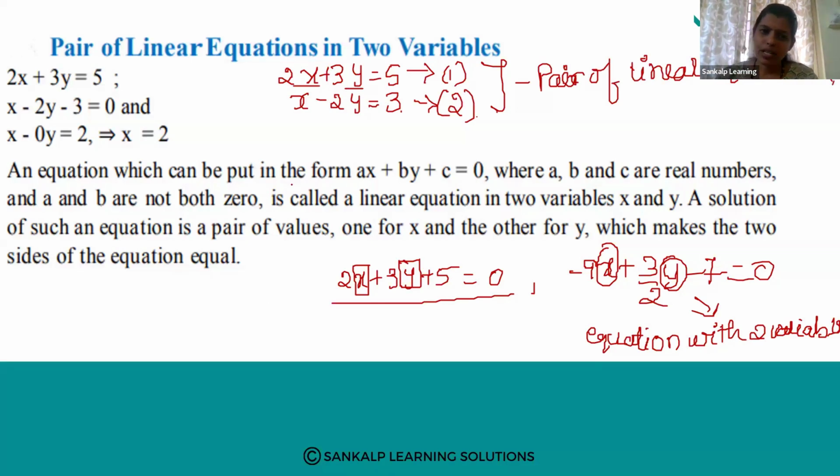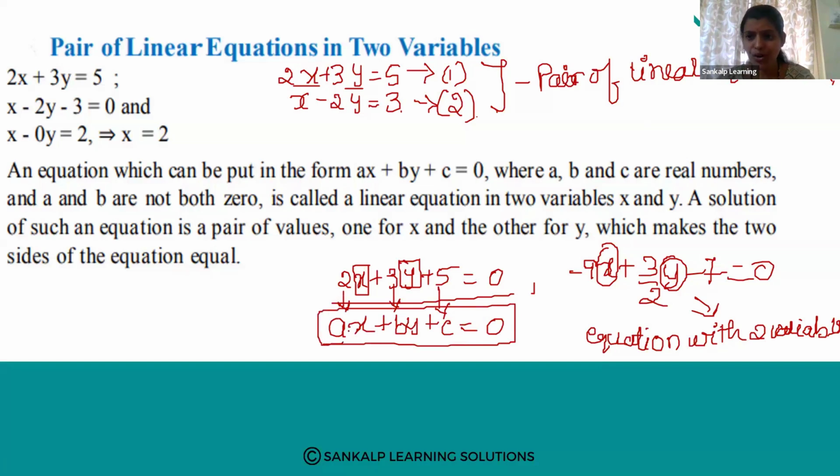Next, an equation which can be put in the form ax plus by plus c equal to 0. What is the general form of a linear equation in two variables? See, if I write 2x plus 3y plus 5u is equal to 0, call 2 as a, 3 as b, so a into x plus b into y plus this term c is equal to 0. Therefore, ax plus by plus c is equal to 0 is the general form of a linear equation in two variables.